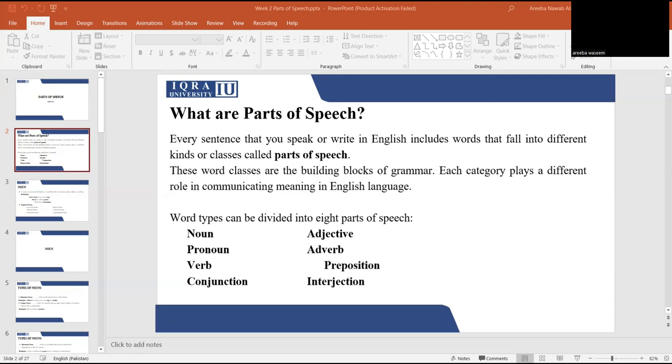Okay, so there are 8 main parts of speech, them being noun, pronoun, verb, conjunction, adjective, adverb, preposition, and interjection. Now we'll look at each of them individually.